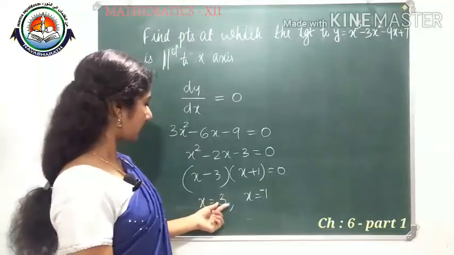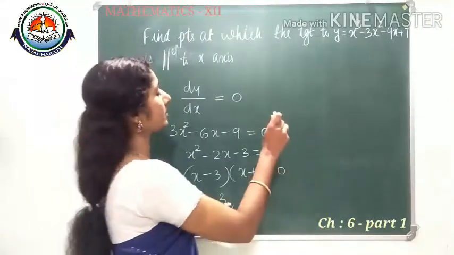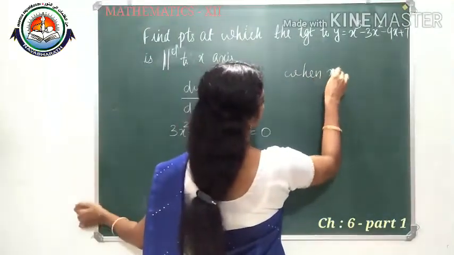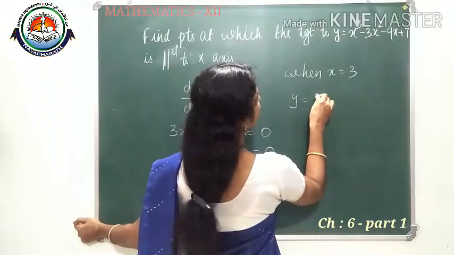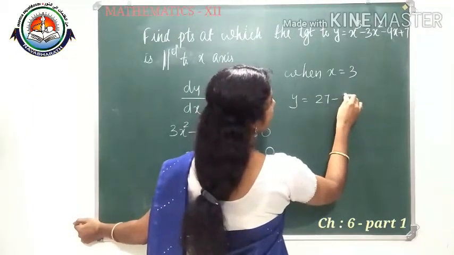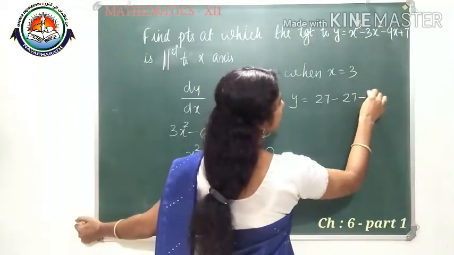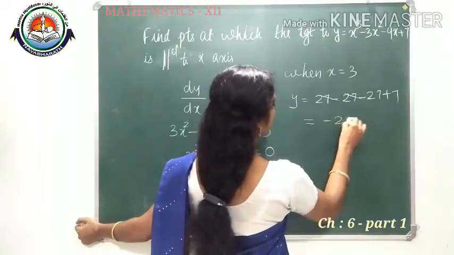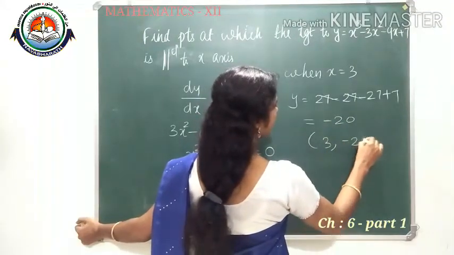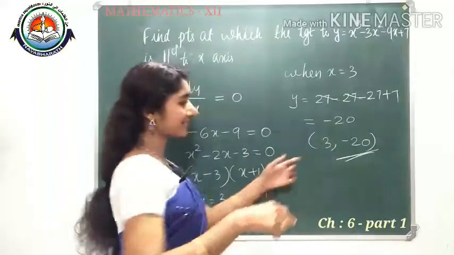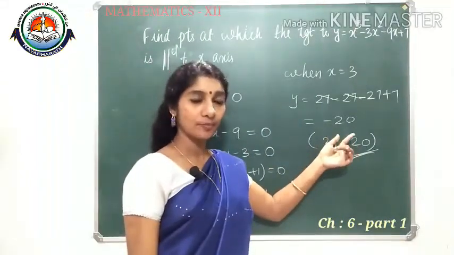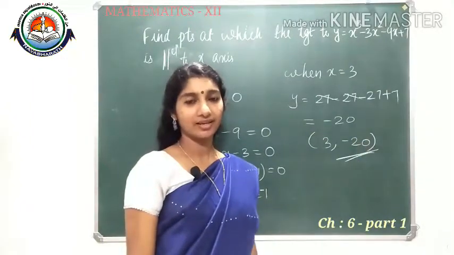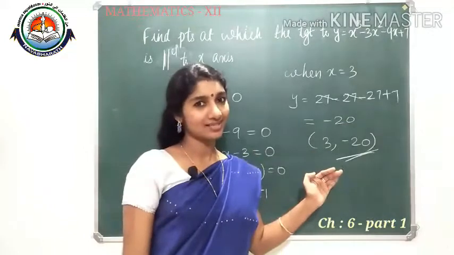Okay. So x equal to 3 means what will be the point (x, y)? We need to write the x coordinate and y coordinate. When x equal to 3, y equal to 3 cube, 27, minus 3 into 3 square, 27, minus 9 threes are 27, plus 7, equal to 27 minus 20. So we got one point, x equal to 3, y equal to minus 20. At this point the tangent is parallel to the x axis. Okay, now you got the meaning of this question and the answer.